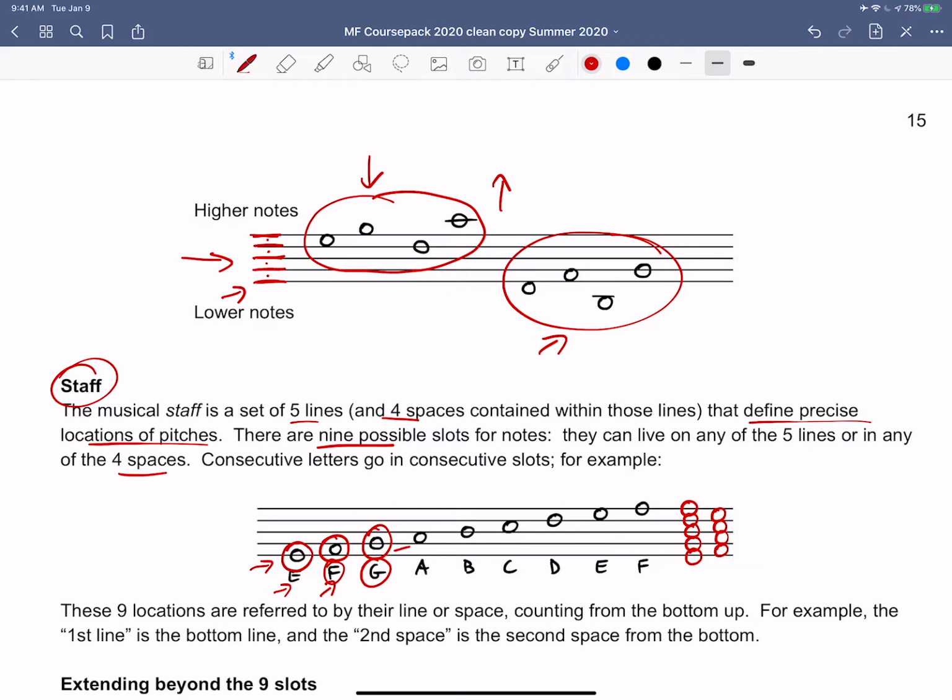So if we're going from this note up to here, the very next slot, this one, if this was a G, this one goes up to an A for that second note there. So consecutive letters go in consecutive slots, and it makes sense.